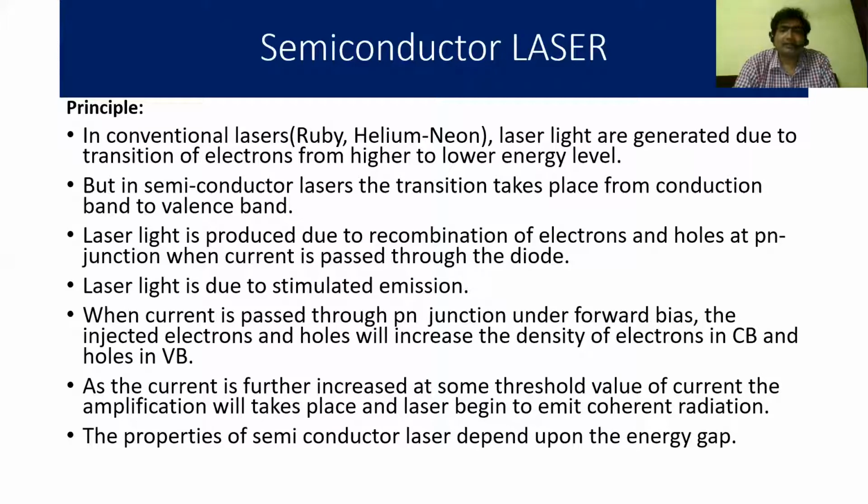When current is passed through the p-n junction under forward bias, the injected electrons and holes will increase the density of electrons in conduction band and holes in valence band. As the current is further increased, at some threshold value of current, the amplification will take place and laser begins to emit coherent radiation. The properties of semiconductor laser depend upon the band gap of the given semiconductor material.